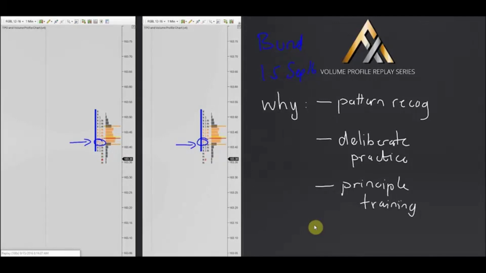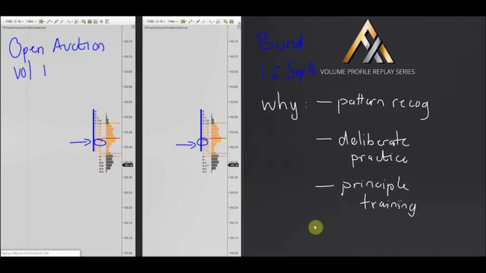Now, as you can see, on the left side, we have what we call an open auction profile, or the open auction volume profile. And on the right side, we've just got a traditional volume profile.